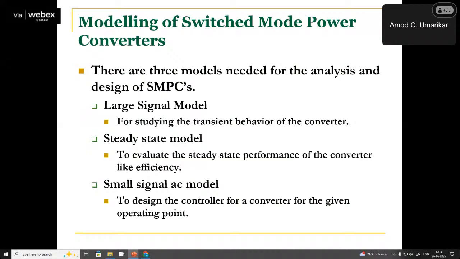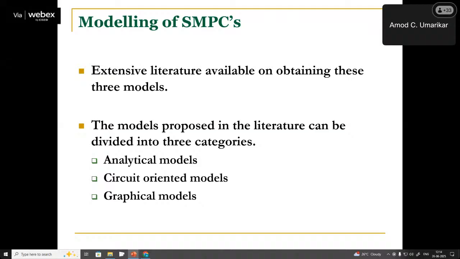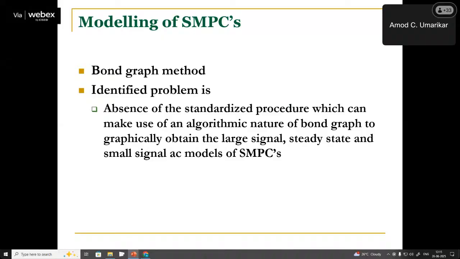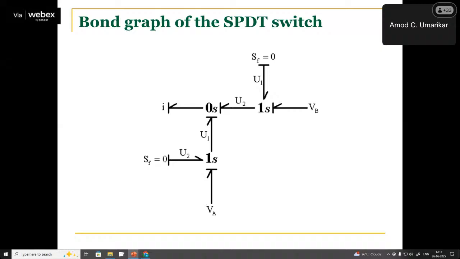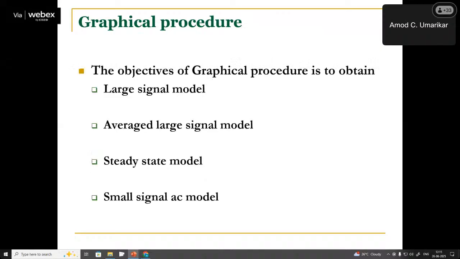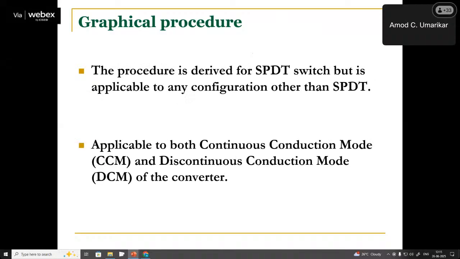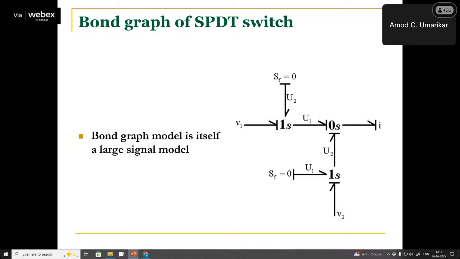So I'll quickly do this. With this, we have done some work on how to obtain the large signal, steady state and small signal model. There are multiple ways of modeling power electronic switch mode power converters: analytical, circuit oriented and graphical. The SPDT switch we have already seen, and we can easily obtain the average large signal, steady state and small signal with the graphical procedure we have proposed. I will not go through it right now.